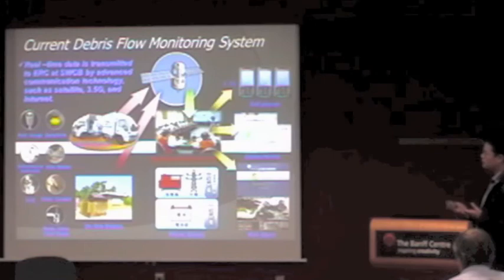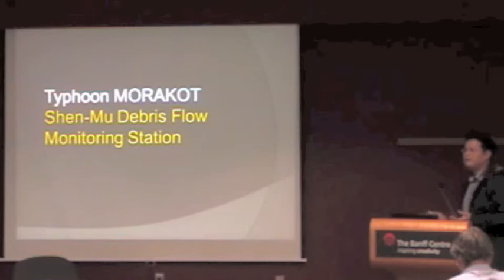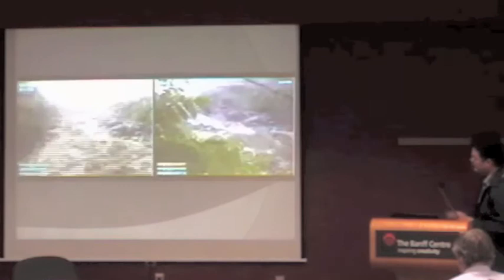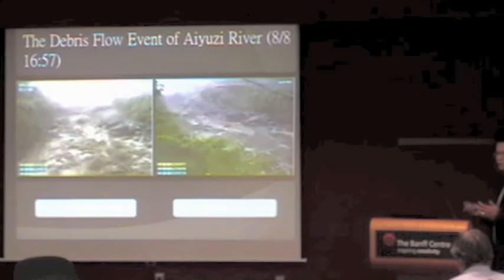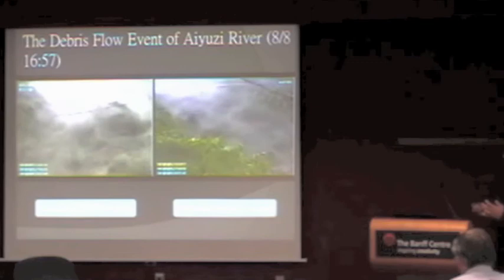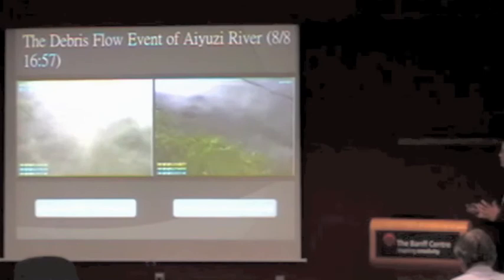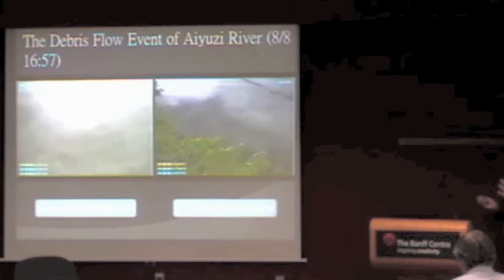And this is the Great Ball event in 2009. This event is the largest scale in Taiwan up to now. All the sensor data is transmitted in real time to the response center. So after the debris flow, the bridge and the CCTV camera were cracked.